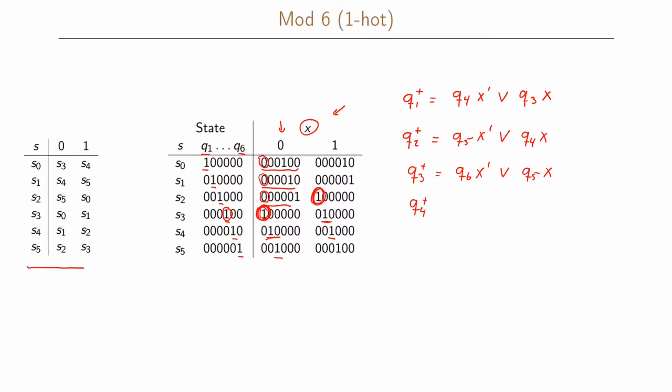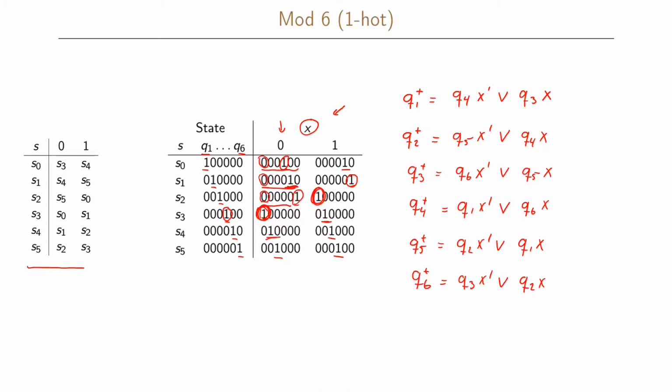And for Q4+, we find a 1 here, so this will be when we have Q1 X', and we will also find it here, so this will be when we have Q6 X. And for Q5+, we do the same thing, so we have a 1 here, so this will be when we have Q2 X', and we also have a 1 here, which is when we have Q1 X. And our last function, Q6+, it will be the 1 here, so it will be when we have Q3 X', or the one that we find here, which is when we have Q2 X.